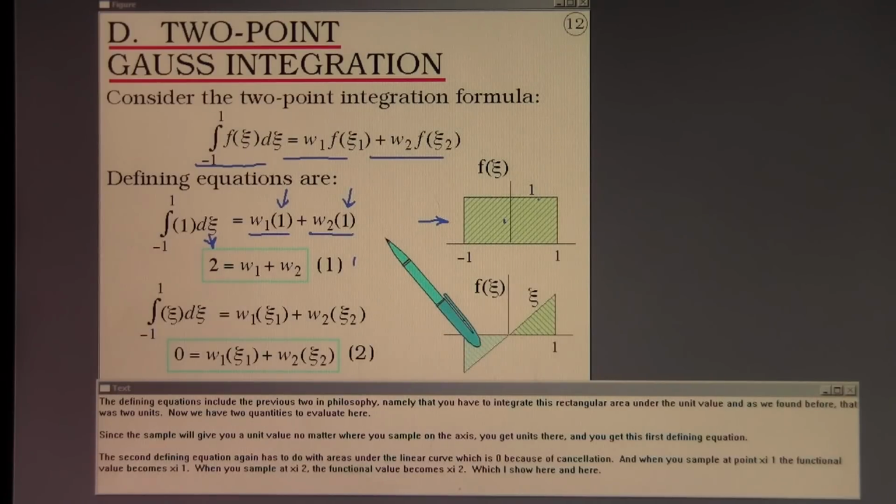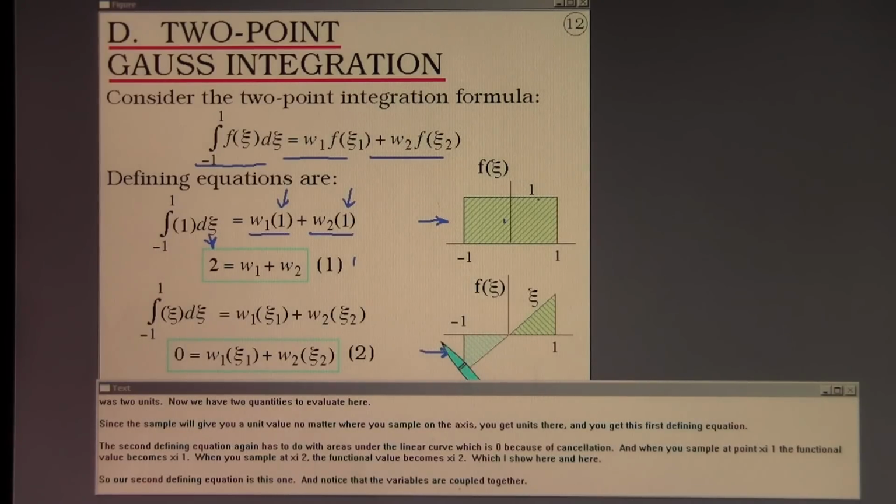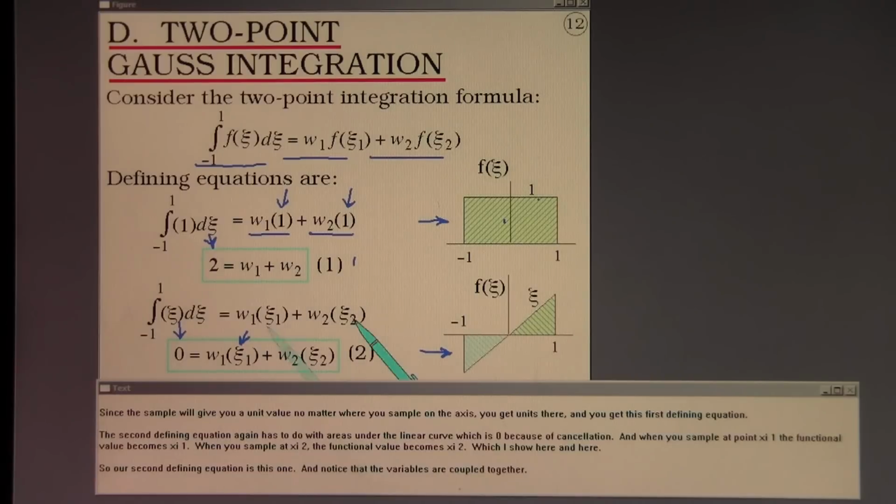The second defining equation, again, has to do with areas under the linear curve, which is 0 because of cancellation. And when you sample at point C1, the functional value becomes C1. When you sample at C2, the functional value becomes C2, which I show here and here. So our second defining equation is this one. And notice that the variables are coupled together.